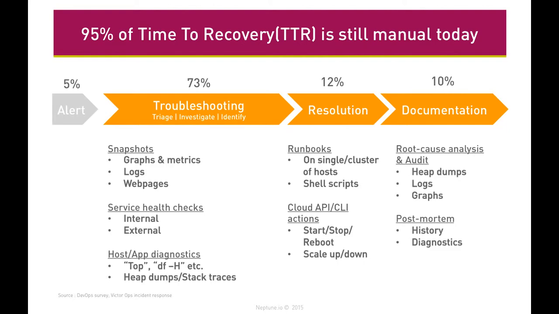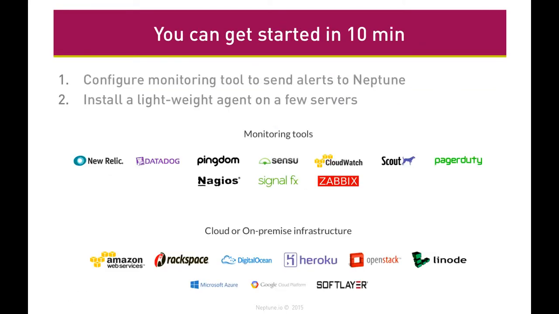Finally, you want to have an audit trail of all the actions that are performed by Neptune, or even manual actions, for better data-driven postmortems. So Neptune does that automatically for you so that you create the tight feedback loop between devs and ops. So what Neptune does is it automates the 95% of this incident response process, which is very much manual. You can get started in 10 minutes. It integrates nicely with these most popular monitoring tools, and it can work with cloud or on-premise infrastructures.